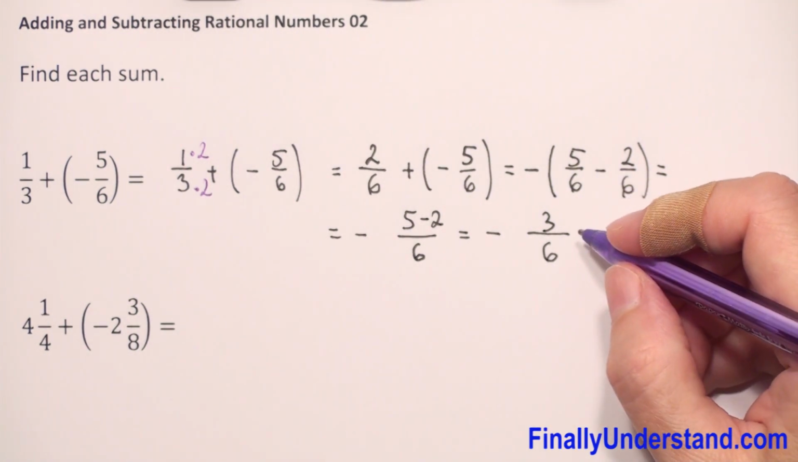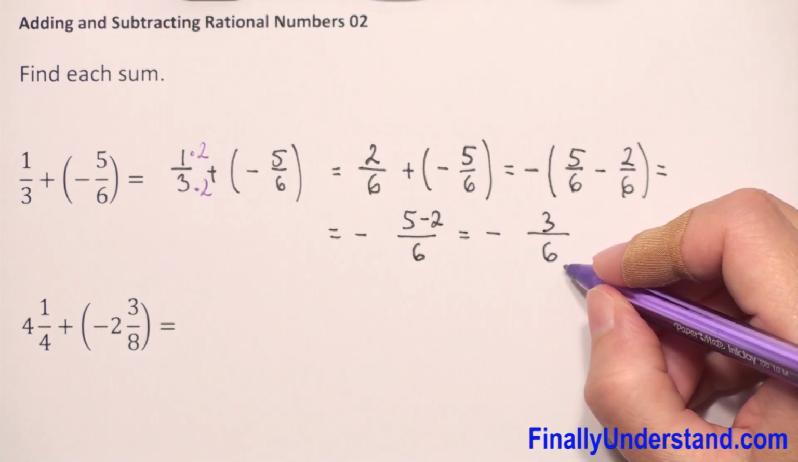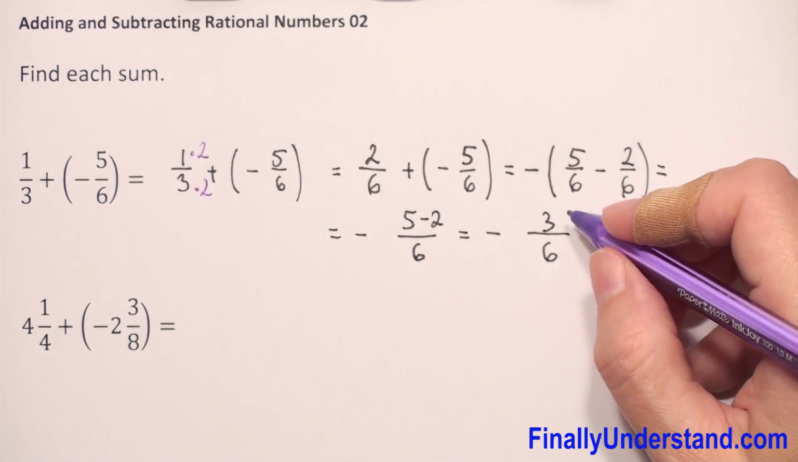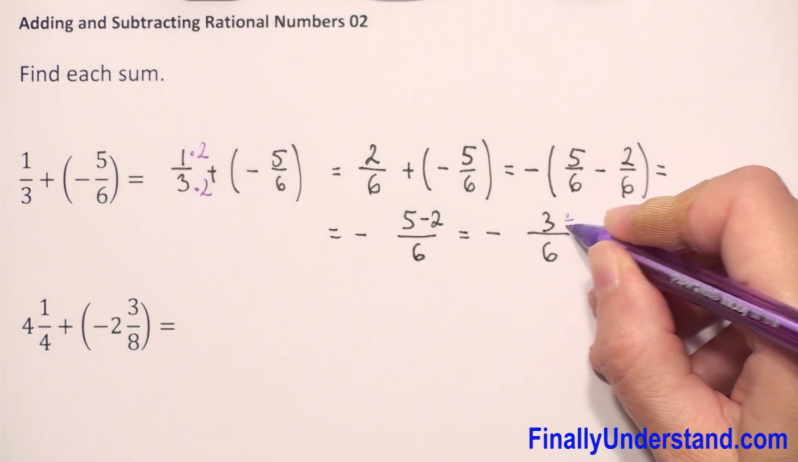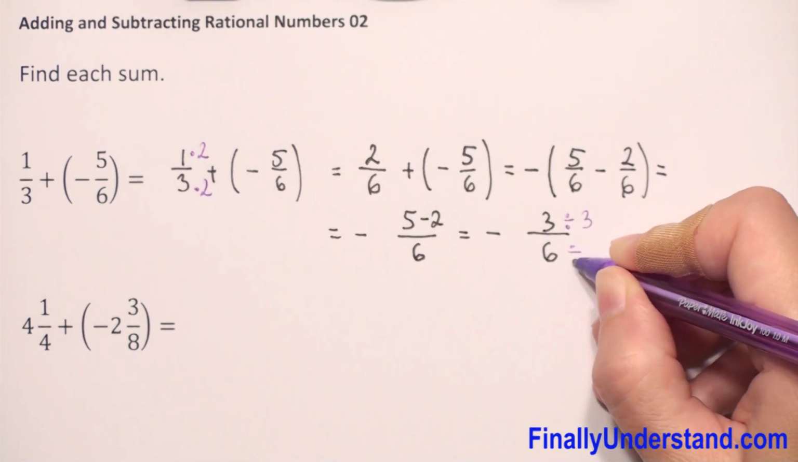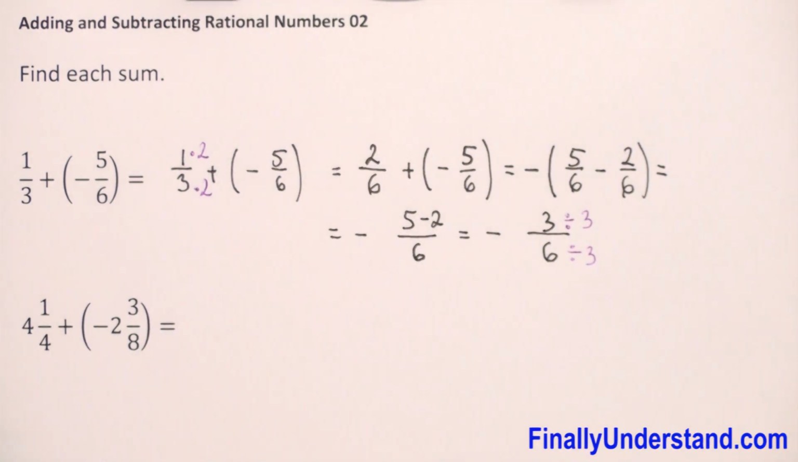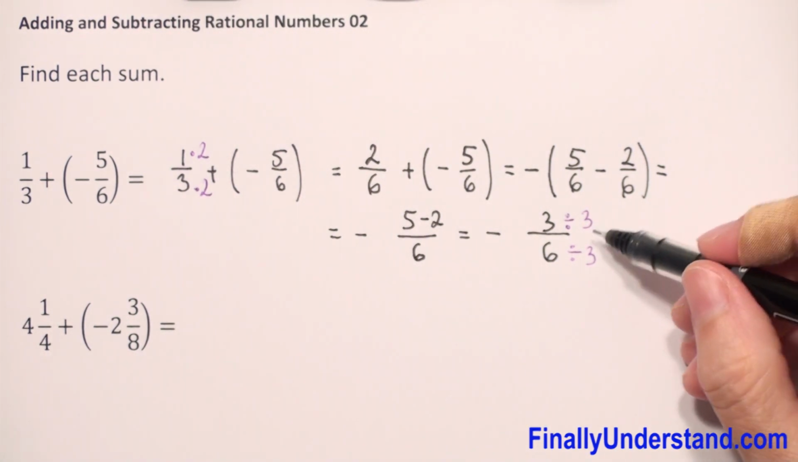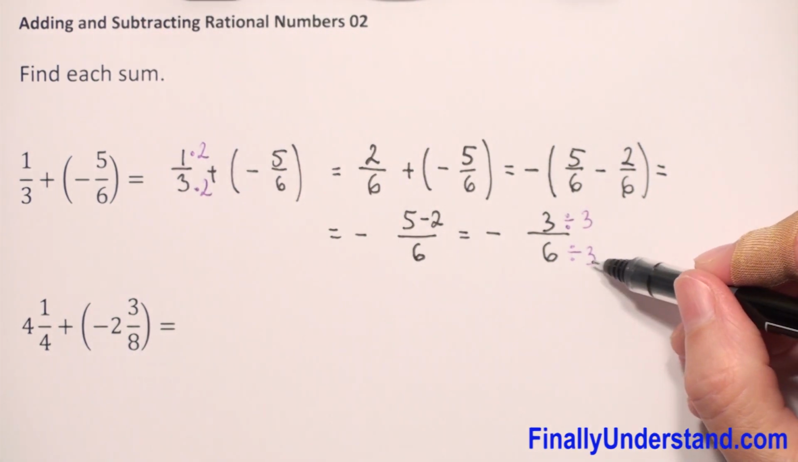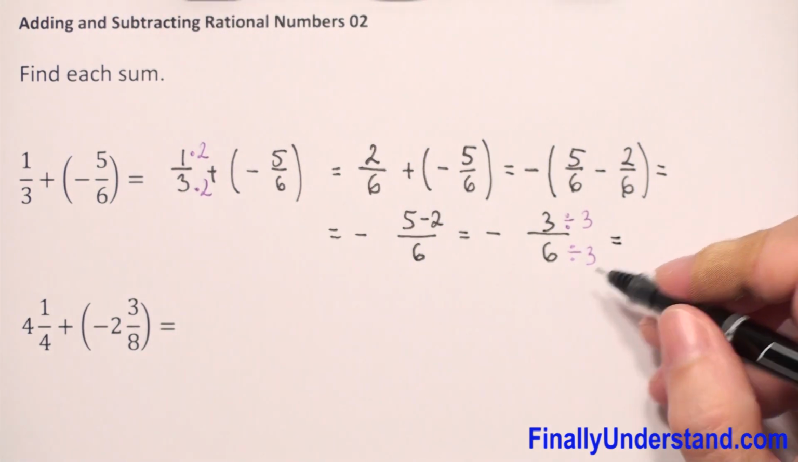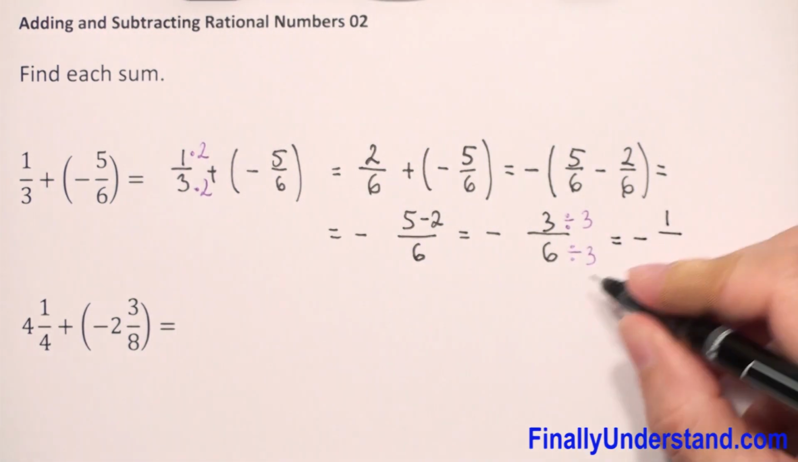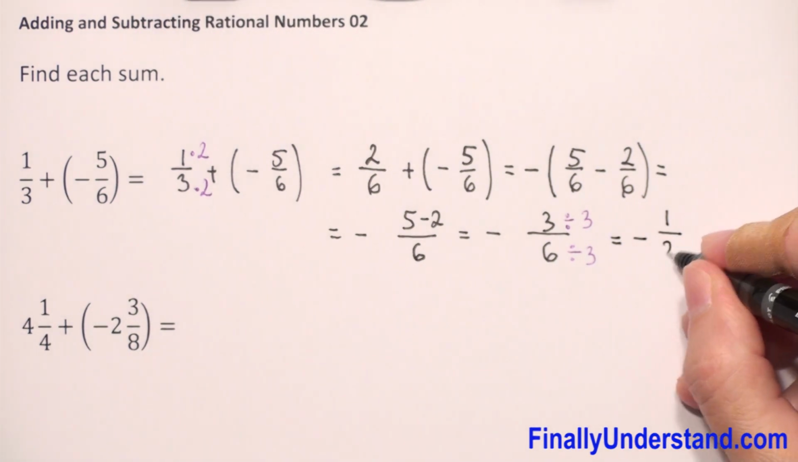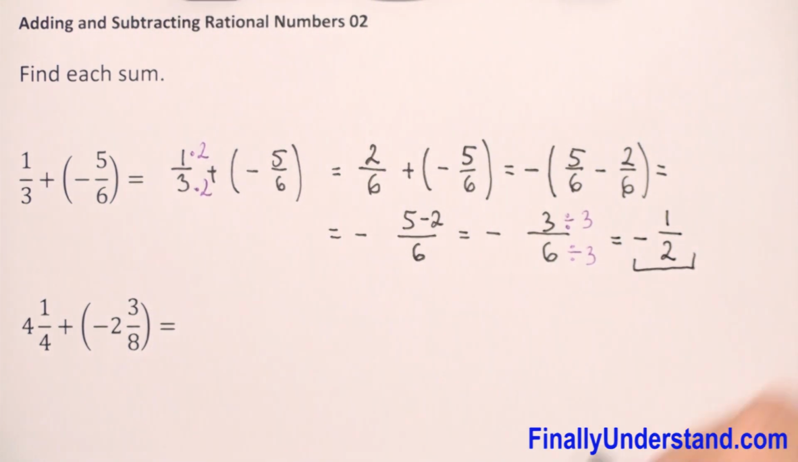When we reduce, it means we have to divide numerator and denominator by the same number. So we can divide 3 by 3 and 6 by 3. Always when you reduce, you divide numerator and denominator by the same number. Negative sign we have to rewrite. 3 divided by 3 is 1. 6 divided by 3 is 2. So we solved our first example: -1/2.